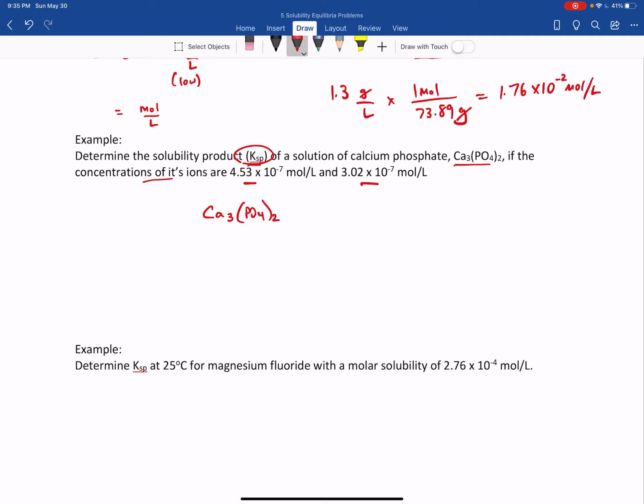Now, using our solubility table, you'll see that calcium phosphate is a solid. And all solutes will start off as a solid as the reactant. Then once it enters water, it will dissolve into its ions. So calcium and phosphate, and then we'll add their charges. And because they've dissolved, they're aqueous.